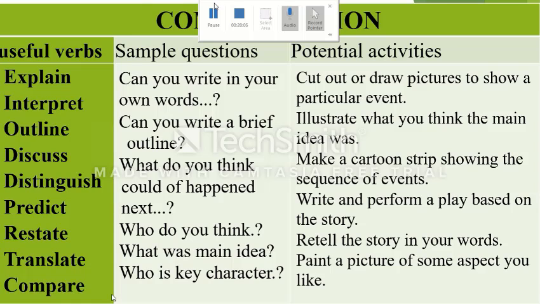Able to illustrate the main idea. If you have the understanding of the story, then you can retell the story in your own words.